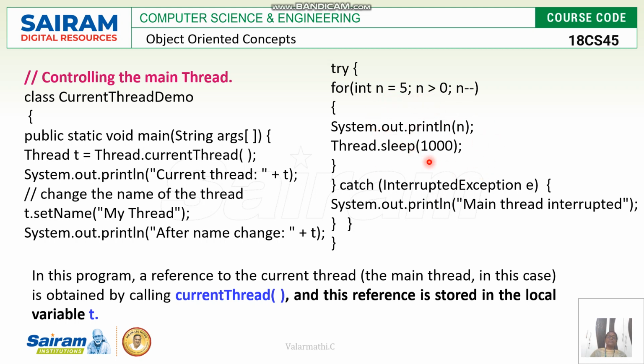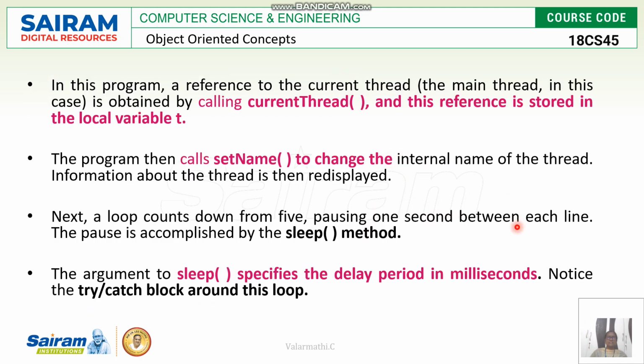After that, it will sleep for 1000 milliseconds. So it will go to the sleeping stage after it prints the n value. In the first loop, it will print the value 5, then it will sleep for 1000 milliseconds, then again it will print 4 and go to sleep. Likewise, it will continue for 5 times. This is the meaning of that keyword.